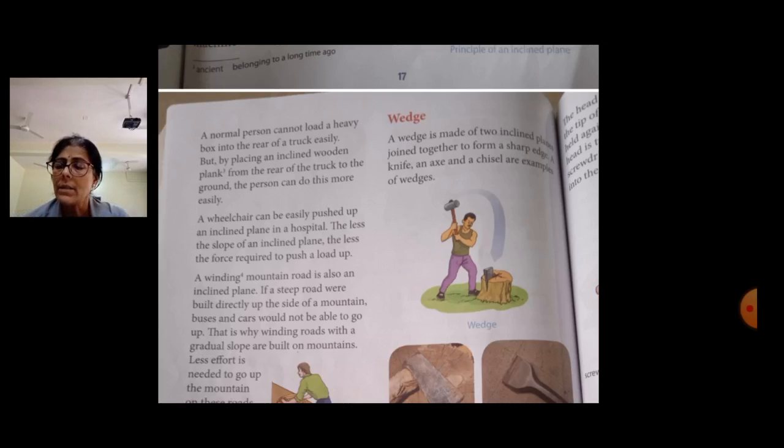A winding mountain road is also an inclined plane. If a steep road were built directly up the side of a mountain, buses and cars would not be able to go up.